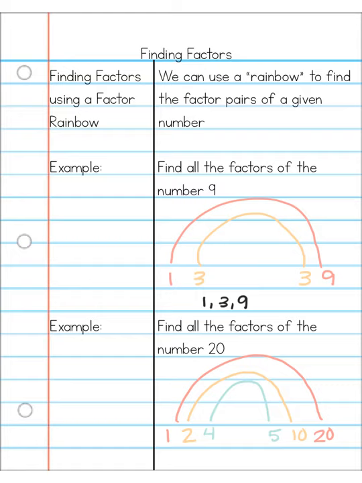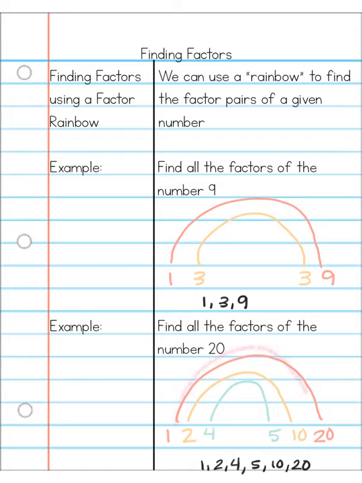I already used the number 5, so I'm not going to repeat it. And 6, 7, 8, and 9 do not divide evenly into 20. So these are all of the factors of the number 20. So 1, 2, 4, 5, 10, and 20 are factors of 20, but the factor pairs are connected by the rainbow.